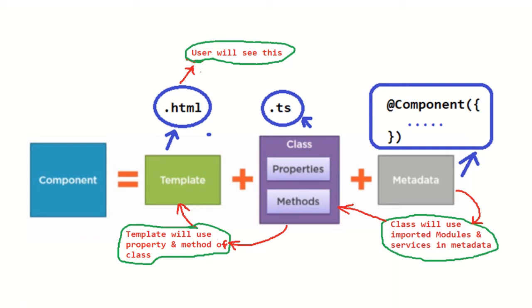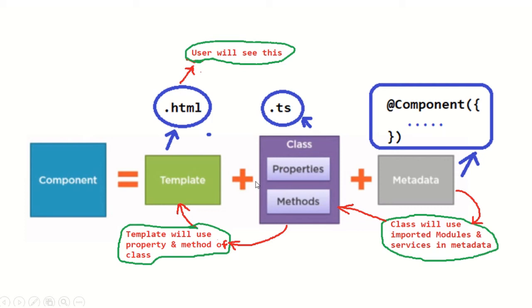Here in this picture you can see that the user is going to see the HTML part, which is defined in the template or template URL inside the metadata of the component. This HTML file or template is going to use the properties and methods of the class. Where the export class name is written, that property and method will be used in the template or HTML part, and that property and method will use the imported modules and services in the metadata.